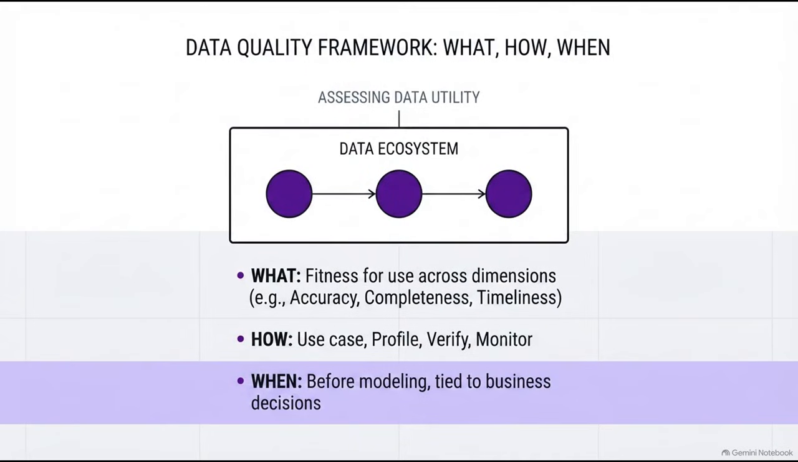Okay, let's do a quick structural recap to really cement these ideas. What is it? Data quality is fitness for use across dimensions like accuracy, completeness, and validity. How does it work? It moves through a rigorous process of defining a use case, profiling the data, verifying it, and monitoring it over time. And when does it matter? You must use a data quality plan before modeling, with rules strictly tied to real-world decisions. Honestly, don't wait until the model is already built to realize your foundation was built on sand.